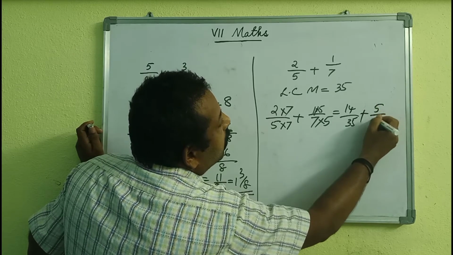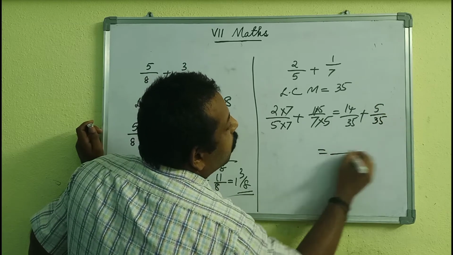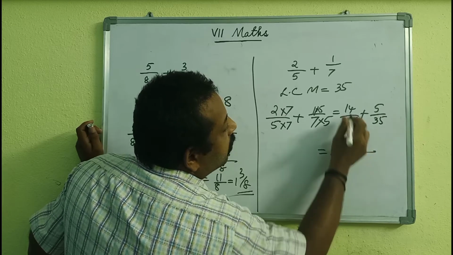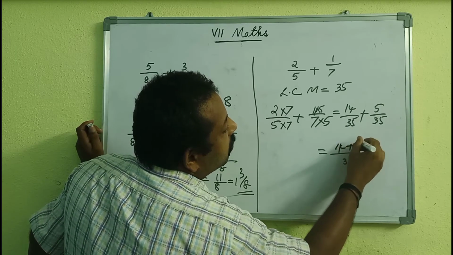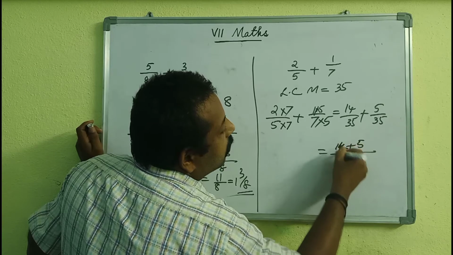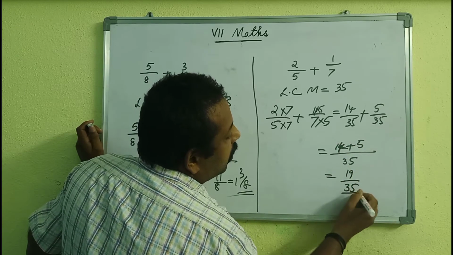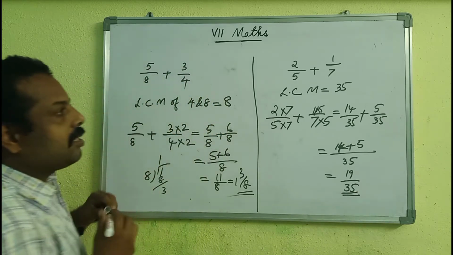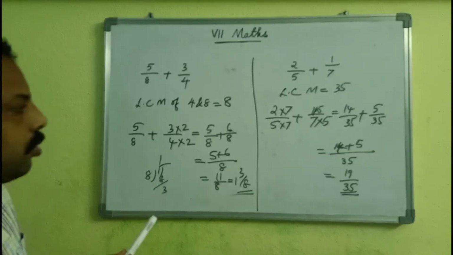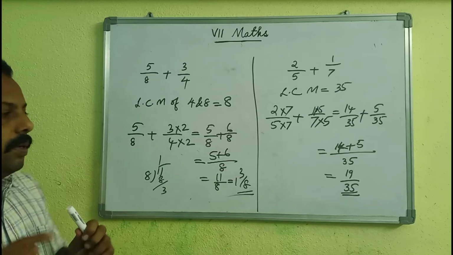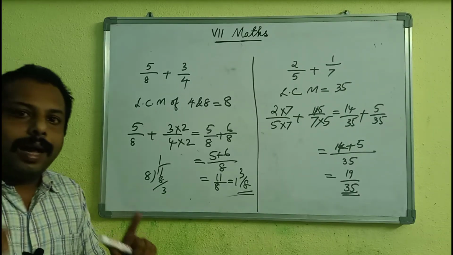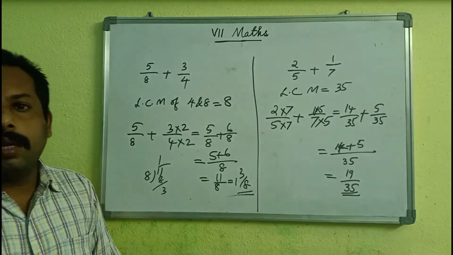5 ones are 5 by 35. Now we have the common denominator 35. Add 14 plus 5. You know 14 plus 5 is 19. 19 by 35 is the answer for this question. So you have to pause the video and write down the answer.